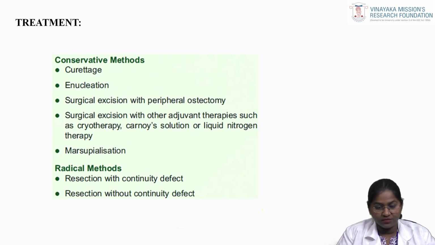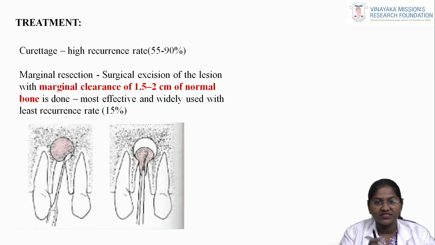So what is enucleation? Enucleation is nothing but removal of the cystic lesion in toto, using either a curette or a Waxman curette. So the lesion should be removed in whole. Enucleation can be done alone, or along with adjuvant therapies like peripheral ostectomy, where the bone is removed after removing the cystic lesion. After that, chemical cauterization can also be done following enucleation. This is all about the conservative methods, which are enucleation with peripheral ostectomy and enucleation with chemical cauterization.